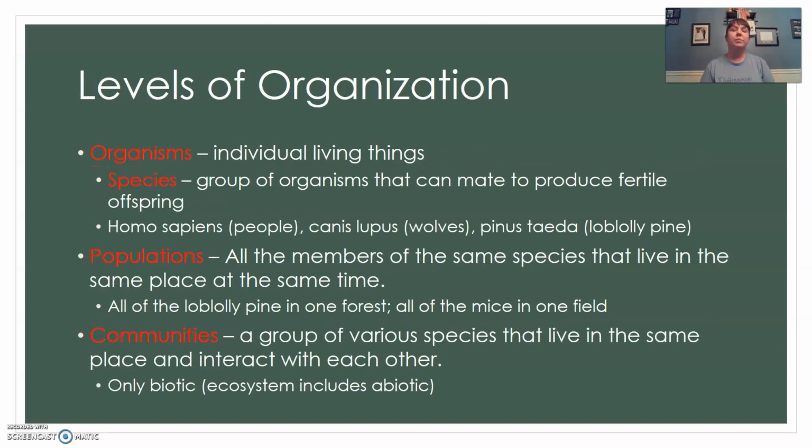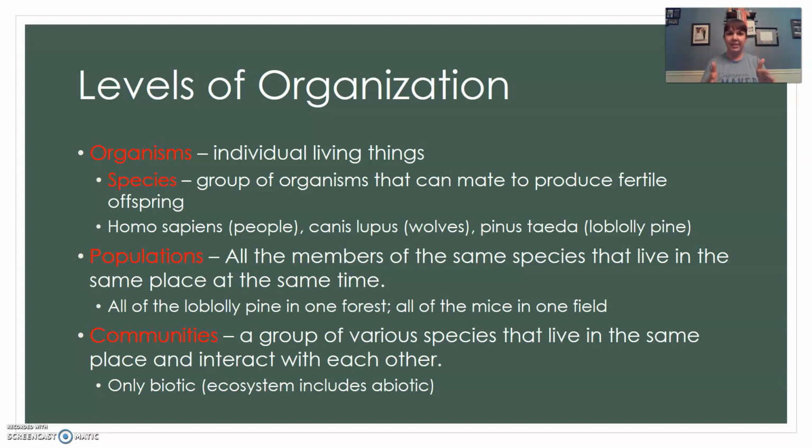So organisms are individual living things. Like a snail would be an organism. If you have a whole bunch of the same type of organism, then you have a species. A species is a group of organisms that are all the same. They can mate, they can produce fertile offspring. So for example, Homo sapiens, people, we are a species. Canis lupus, wolves, those are a species. Pinus taeda, loblolly pine, that is a species.